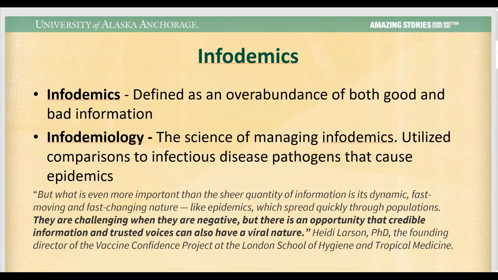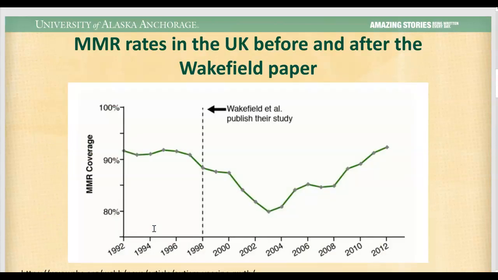The science of managing infodemics is utilizing techniques that compare the volume of misinformation and disinformation, kind of looking at it like a disease pathogen that can cause epidemics, and certain types of misinformation can go viral, so to speak, like there could be an outbreak. So one of the pioneers in this field, Heidi Larson, recommends that although infodemics and misinformation that goes viral tend to be really negative, there's always the opportunity that credible information and trusted voices can shine through.